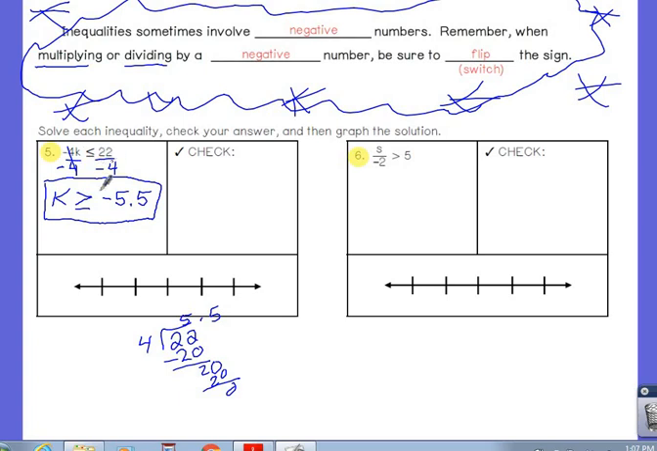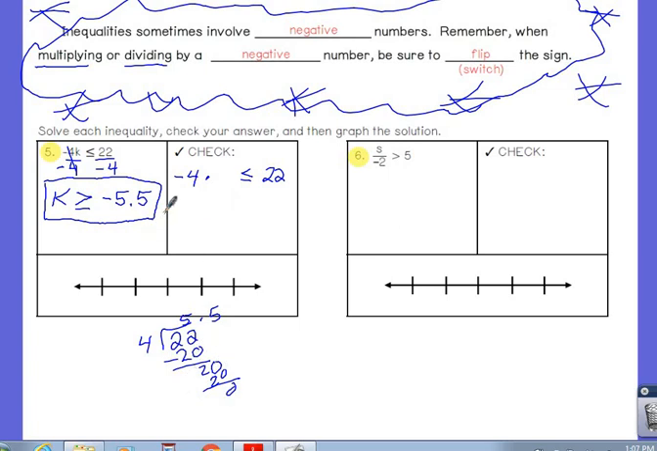So if I'm to check this, don't shout out anything until you think about it. If I'm to check this, I know I've got to multiply some number times a negative 4, and I want to be smart about the number I pick. I could pick any number that's bigger than a negative 5.5, but I want to be smart so I don't cause myself more work and have to do division like this.